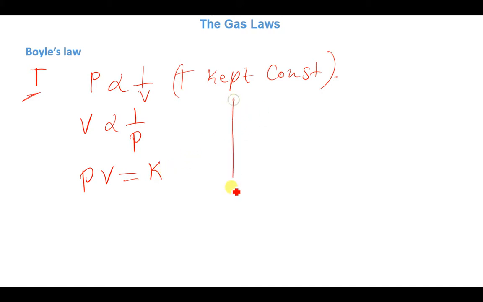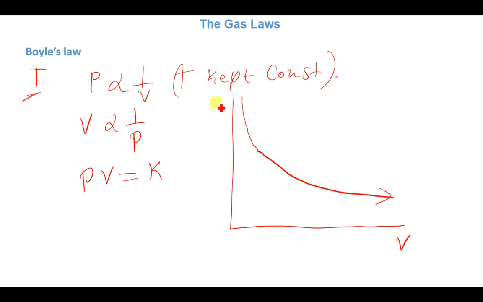In terms of sketching the graph, it is going to look like this. Here we're saying as the pressure is increasing, the volume reduces, or as the volume is increasing, the pressure reduces. So we have the volume on one axis and the pressure on the other. As we increase the volume, the pressure reduces. So this is what you're going to have as your curve.